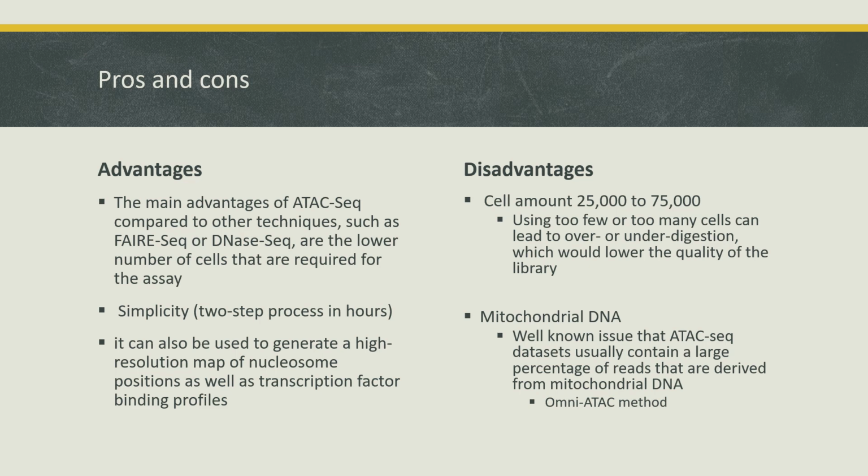I would say the main disadvantage here is also the cell amount that they have to use. It's a very specific 25,000 to 75,000, and using too few or too many cells can lead to over or under digestion, which will lower the overall quality of the library.